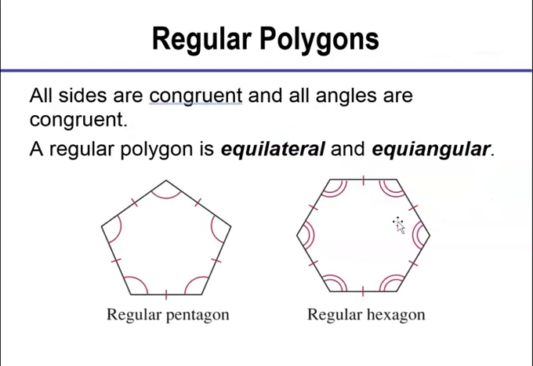How about a regular polygon? All sides are congruent and all angles are congruent on a regular polygon. So the side lengths are all the same, and every angle is the same. Regular polygons can be really neat. A regular polygon is equilateral and equiangular. So same angle, same side length. And notice we have pictures of a regular pentagon. Remember, pentagon means it has 5 sides, and a regular hexagon, which has 6 sides.